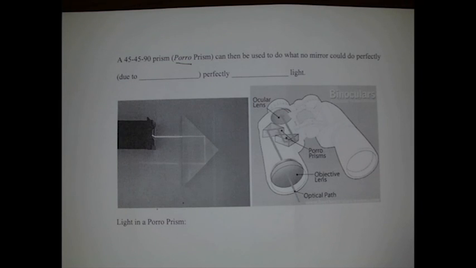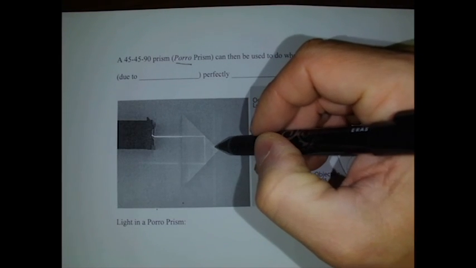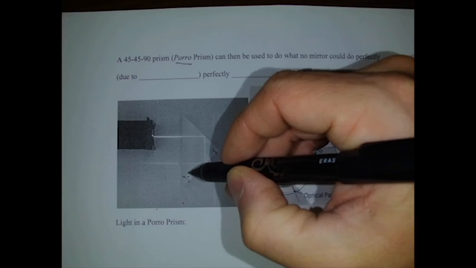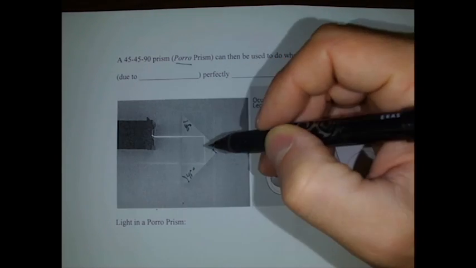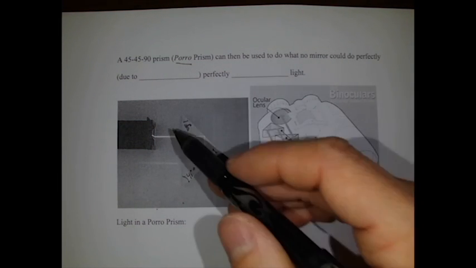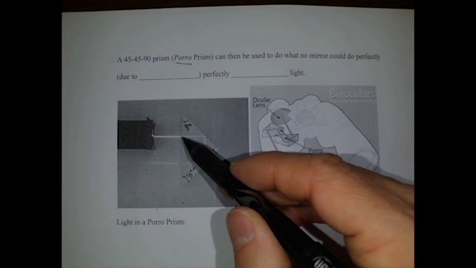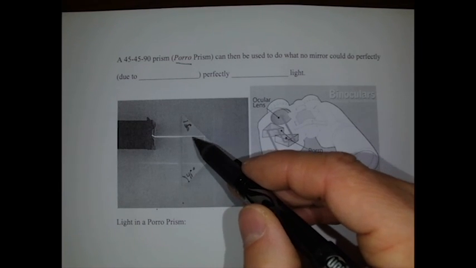It's a 45-45-90 prism, so it's basically a piece of plastic or glass. We've got a 90-degree angle here, and these two angles are each 45. And it has an index of refraction such that it basically acts like a mirror. And so we've got light striking the first surface, going from air to glass. It slows down a little bit, but keeps going in a straight line.